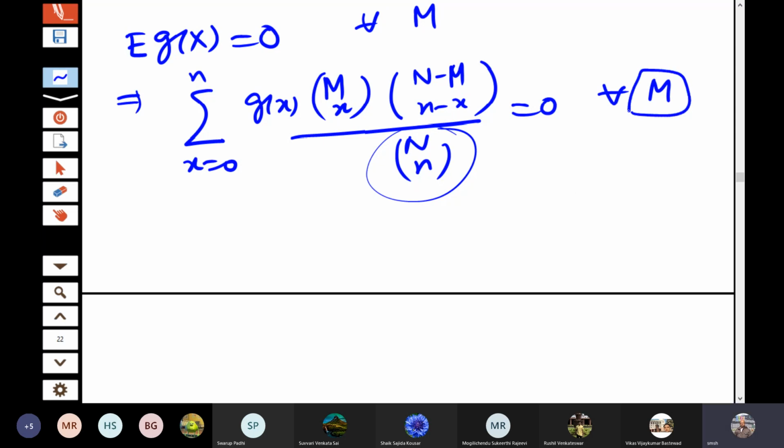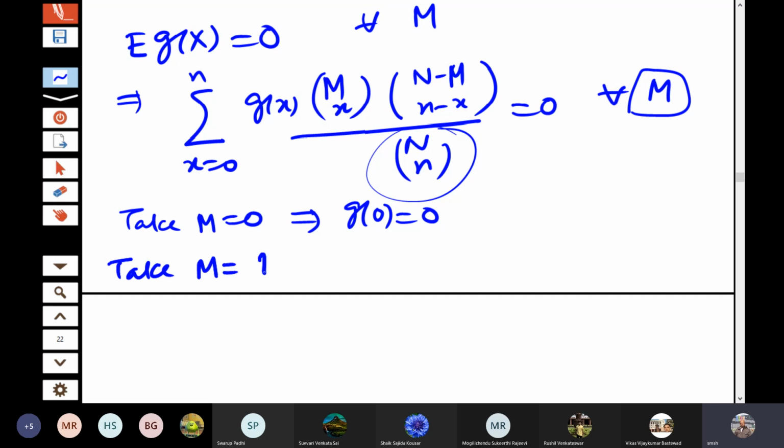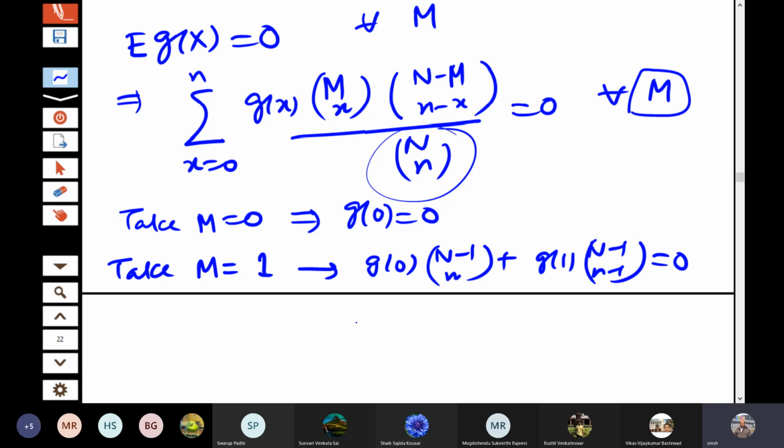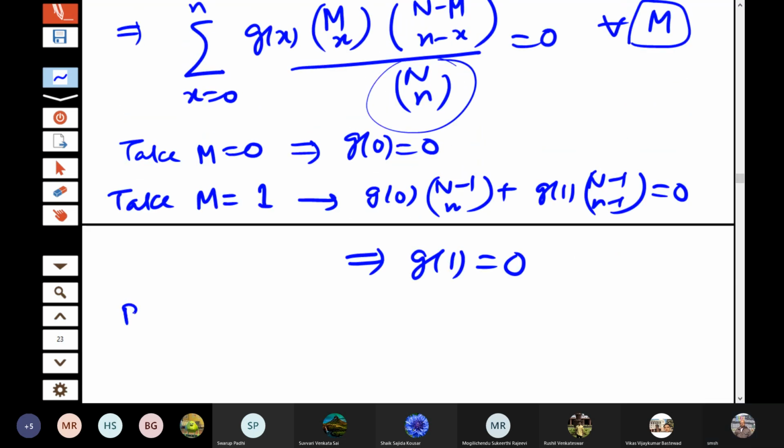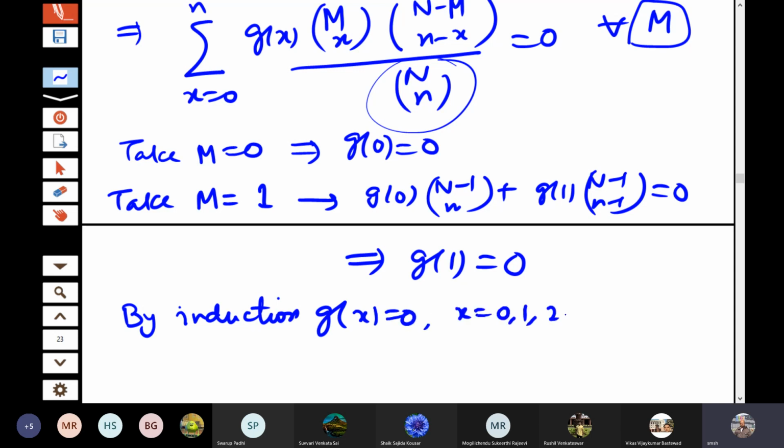So since I am saying it is true for every M, if I take, say, M equal to 0, then this term vanishes, NCn cancels out, so you get g(0) is 0. Now if I take, say, M equal to 1, then I can write g(0) times (N minus 1)Cn plus g(1) times (N minus 1)C(n minus 1) is 0. Since g(0) is 0, this will imply that g(1) is also 0. So by induction, I can show that g(x) is equal to 0 for x equal to 0, 1 to n.